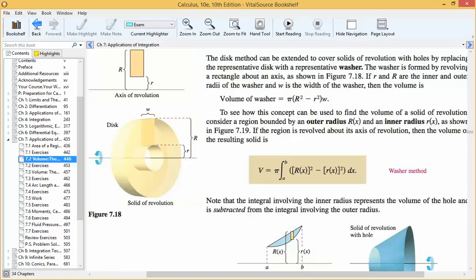And so any graph, when we revolve it about an x or y axis, or a line, x equals something or y equals something, if you're missing pieces, then you have to use the washer method. If it's a solid piece, then you can just use the disk method. And the washer method is just an extension of the disk method. Okay?